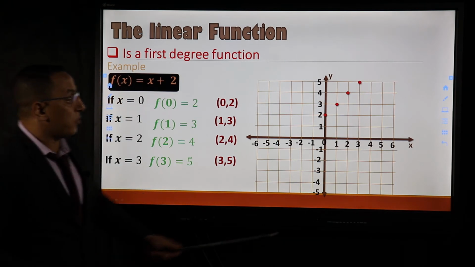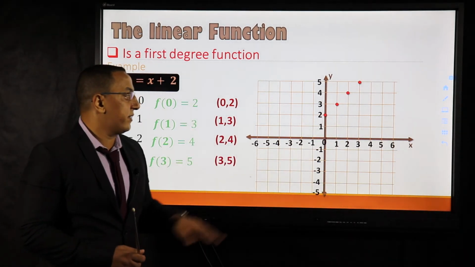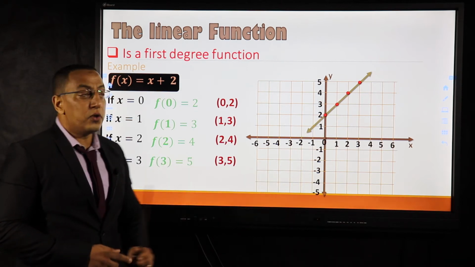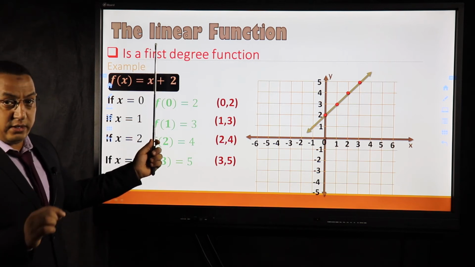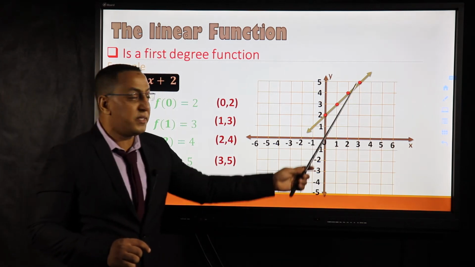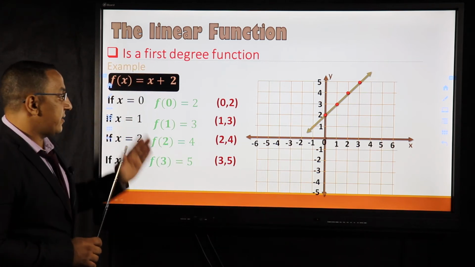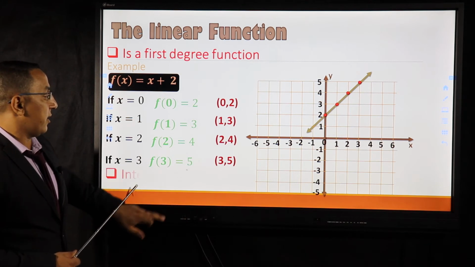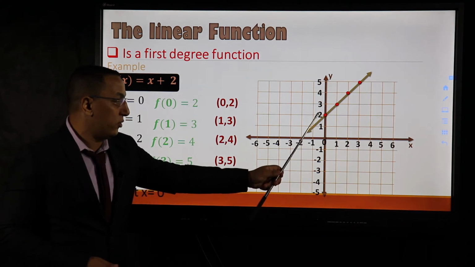Okay, so by connecting the points, it gives me a straight line. Because they are collinear, this one is called a linear function. So its name is linear because the points are represented by a straight line. And this is the first degree function. Example, intersect y-axis at the point 0 and 2.